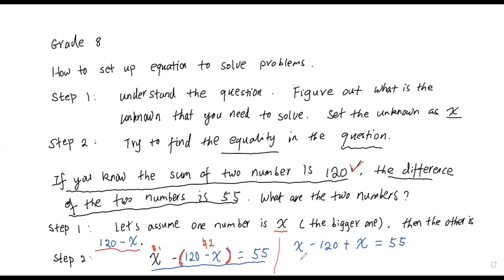So this 2x, we combine the like terms, minus 120 equal to 55. So now 2x equal to 175. So x equal to 175 divided by 2. So x equal to 87.5.